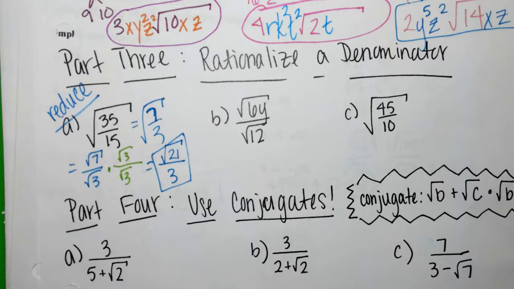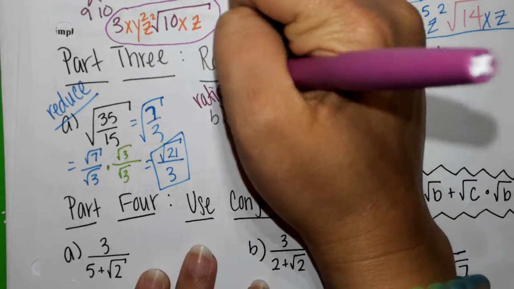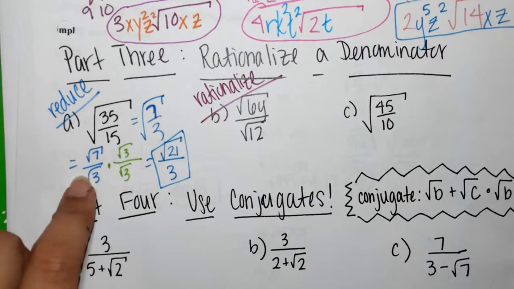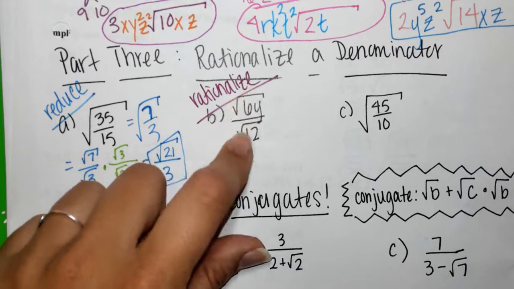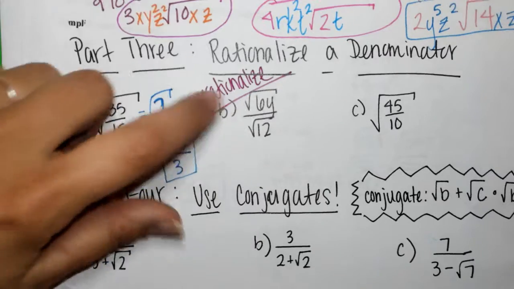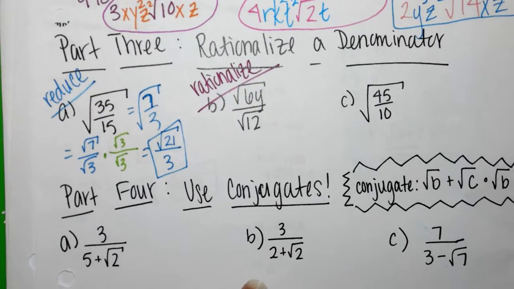Now, for B, we're going to rationalize. Rationalize means what we did here. We're going to multiply, because it's already separated, by the denominator first. Sometimes you can go ahead and reduce. We could reduce these, but I want to rationalize it and see if that's easier.